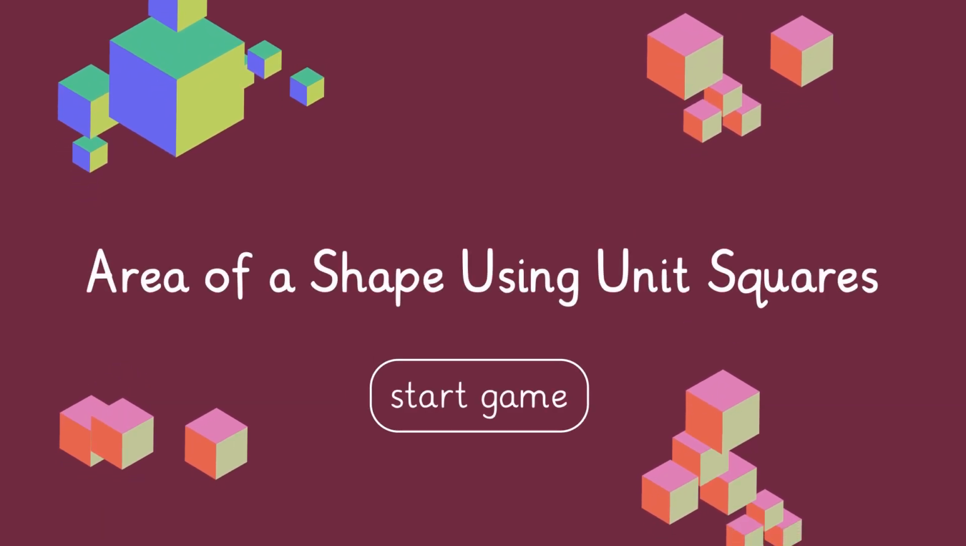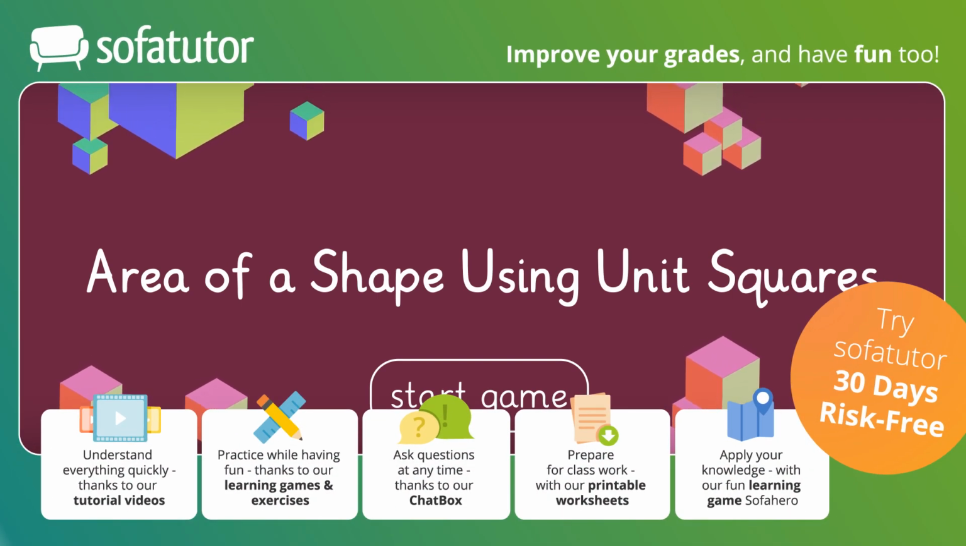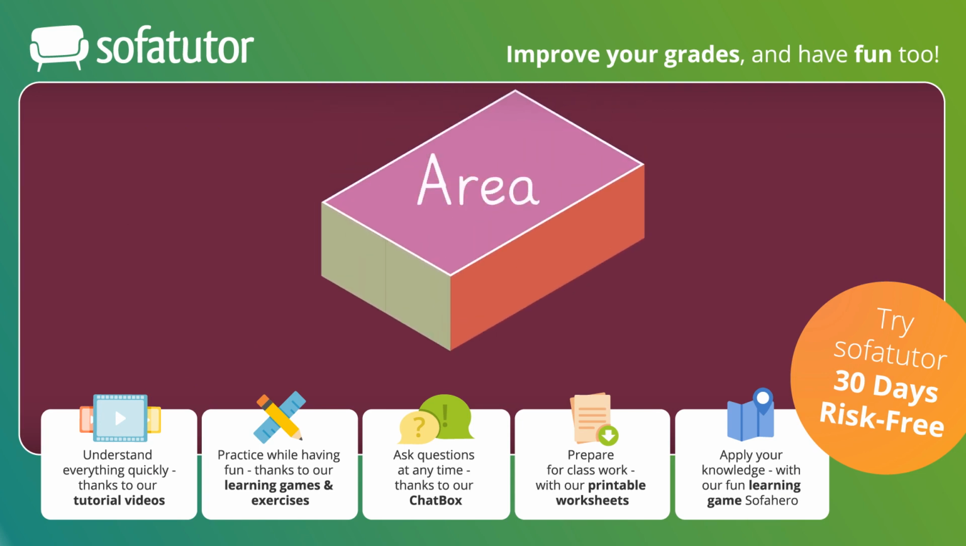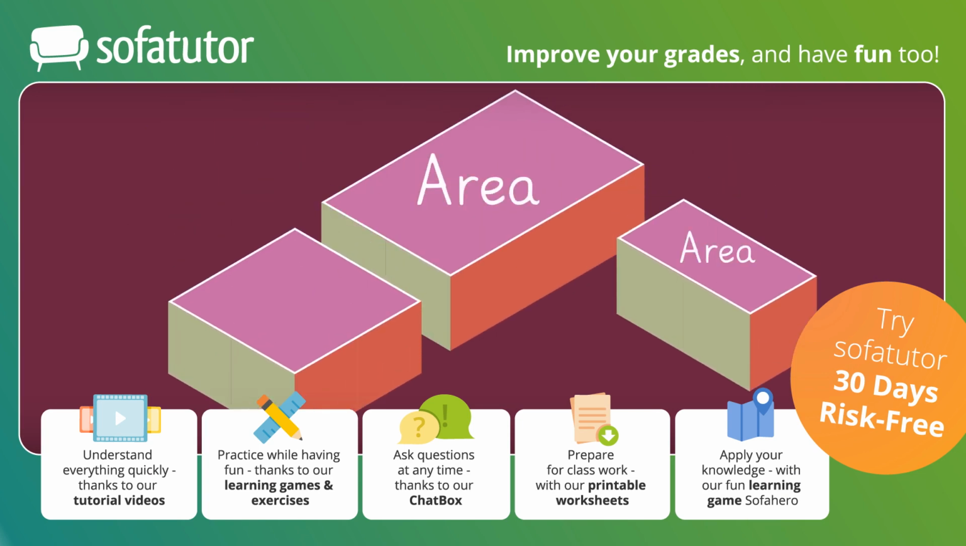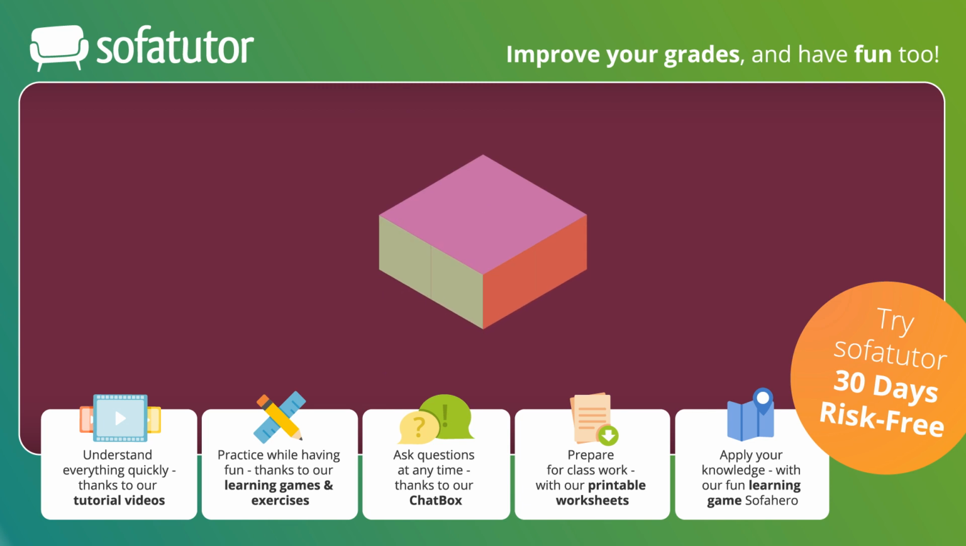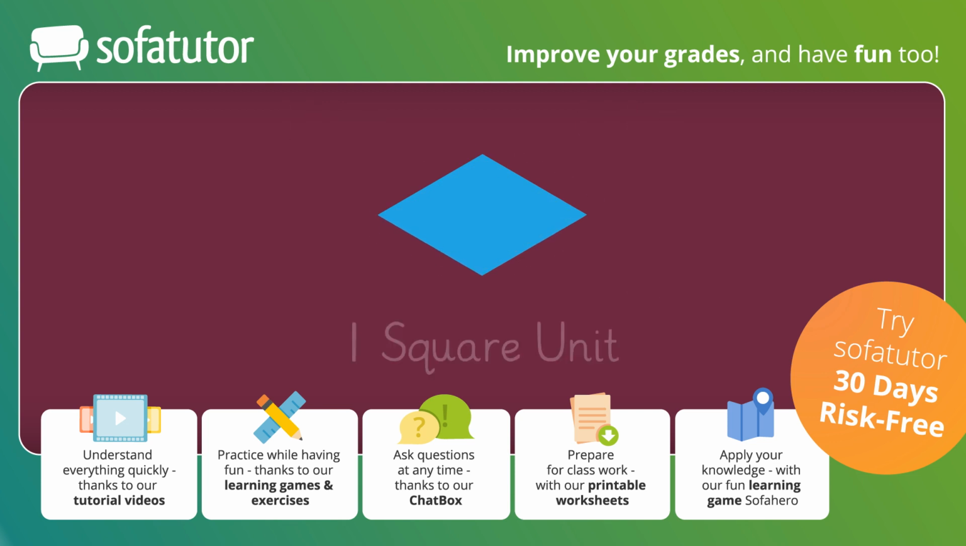Area of a shape using unit squares. Area is the amount of space a figure takes up on a flat surface. We can determine the area of a figure using unit squares. Unit squares measure 1 unit in length on each side. This means the space they take up measures 1 square unit of area.